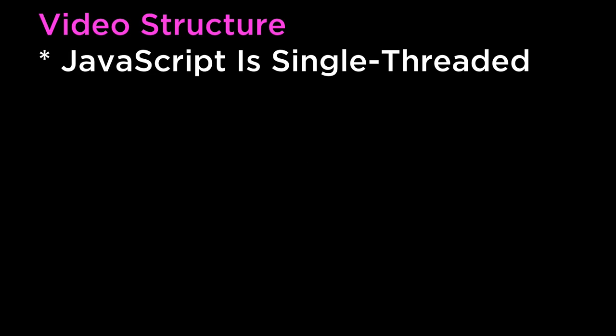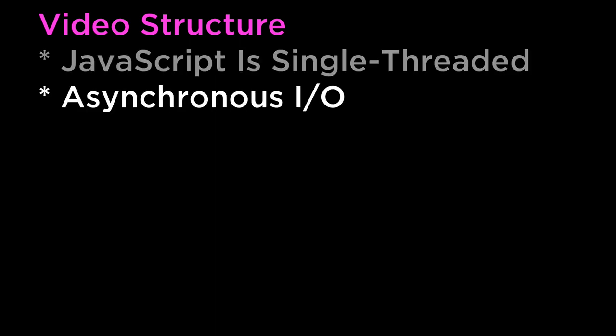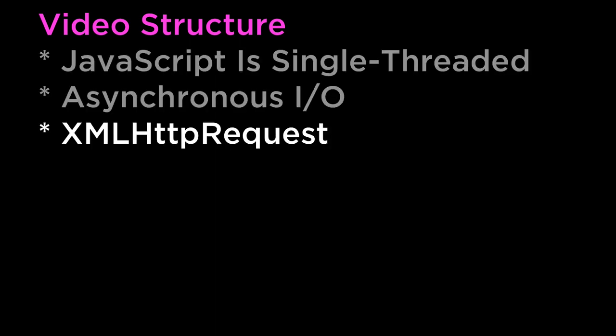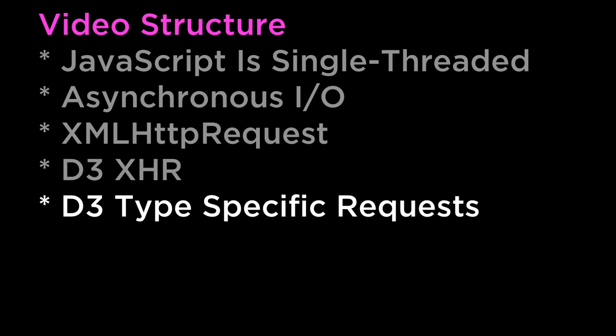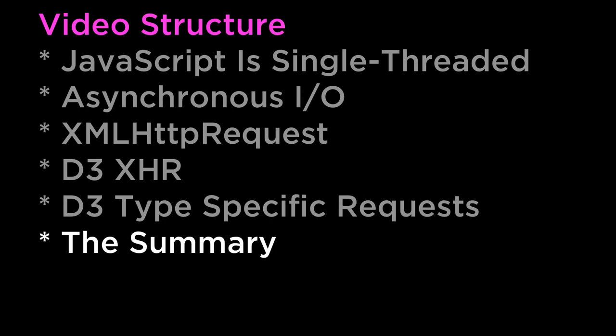This video covers D3 requests. The structure of this video is as follows. JavaScript is single-threaded. Asynchronous I/O, XML/HTTP request, D3 XHR, D3 type-specific requests, and the summary.